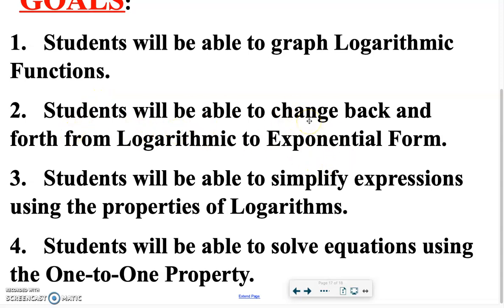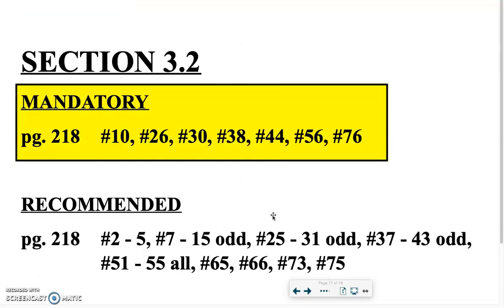Exchanging back and forth from log to exponential form, something that we covered yesterday that we touched on a little bit more today. And then 3 and 4, the one-to-one property, as well as simplifying with our other log and natural log properties. That's going to be a big deal. So again, 218, you've got the mandatory as well as the yellow worksheet that's going to be due tomorrow.